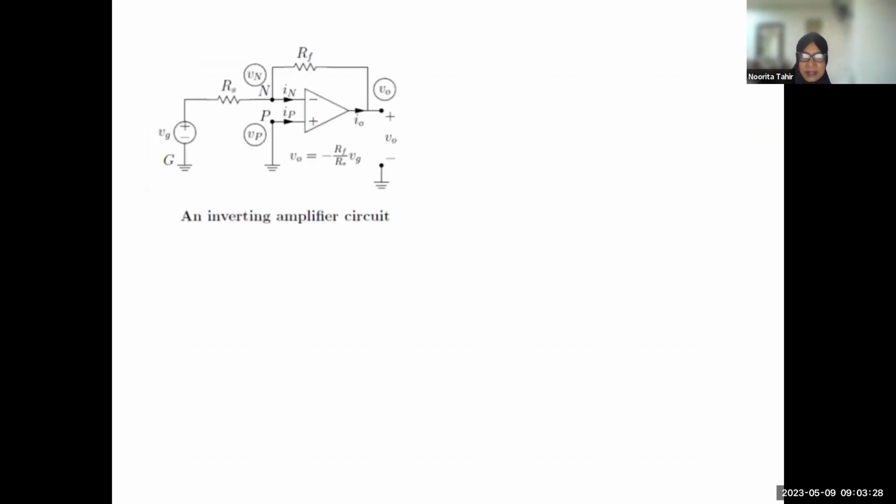Okay, this is an inverting amplifier. How do we know that it is an inverting amplifier? Because the voltage source is connected to the negative terminal. It has two inputs, which are inverting and non-inverting. So this one is inverting. Why? Because the voltage source is connected to the inverting input.